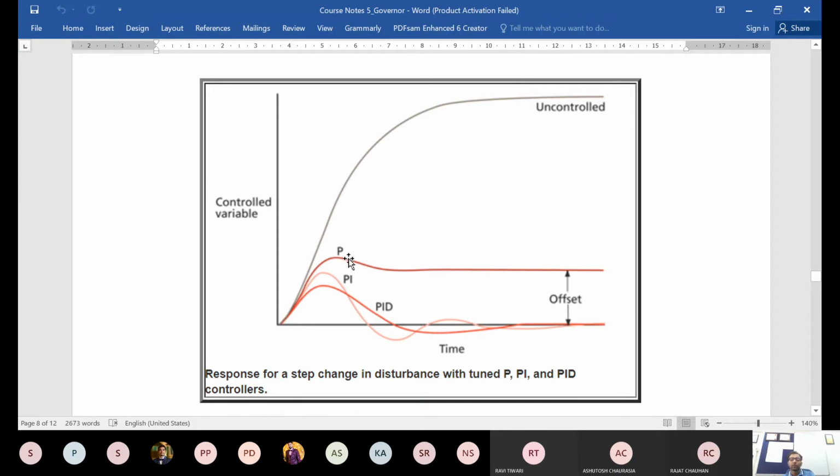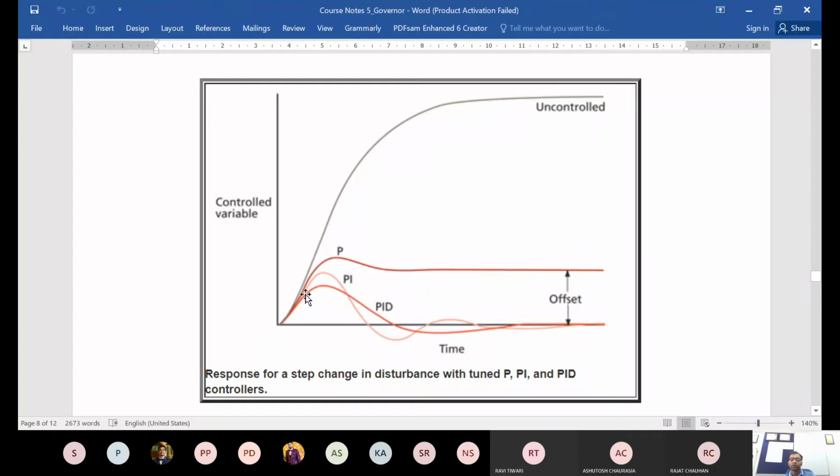If you implemented a P-type controller, it will have this step-type response, but it will settle down with some offset. It's not going to 0, rather there is some offset existing. Better than that is the PI controller. With integral action coming into the picture, the offset is going to 0, but as you can see, there are more oscillations and it is gradually settling down.